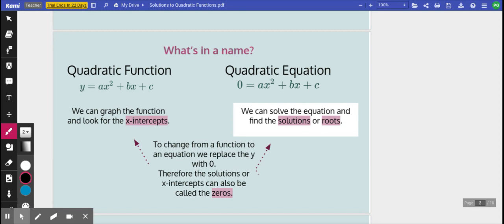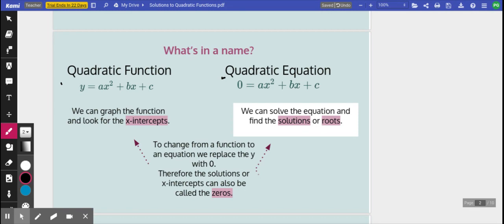A quadratic function has two variables, x and y. Quadratic equations just have the x, and usually it's set equal to 0, or at least that's what we want it to be, set equal to 0 to use the quadratic formula to solve.